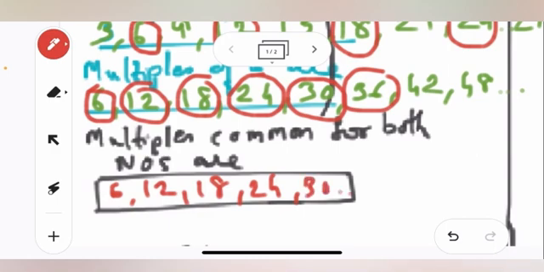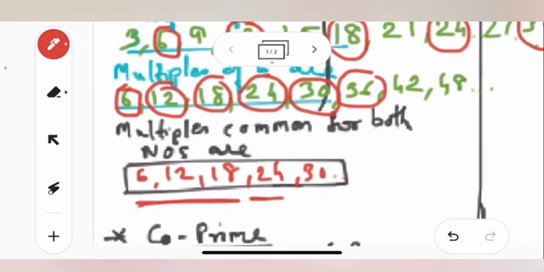If we ask, find the first 3 common multiples of 3 and 6, you will only write the first 3 multiples. If I ask, write 4 common multiples for 3 and 6, you will write the first 4 common multiples. So this way you will write the common multiples.